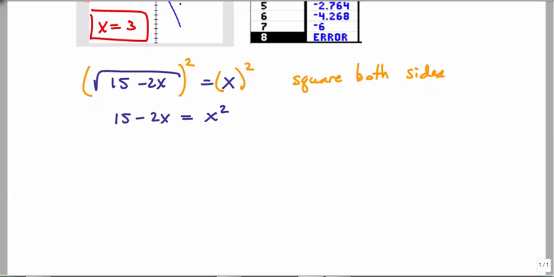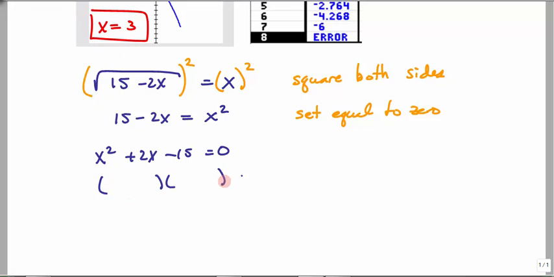Now to solve, I want to get this set equal to 0. So if I do that, I'll have x squared, and then I'm going to add the 2x across, subtract the 15 across, equals 0. Now if I wanted to graph this just like I did in solving quadratic equations, I could do that and see where it crosses to find my roots. This one in particular factors very nicely. I could also use a quadratic formula, completing the square.